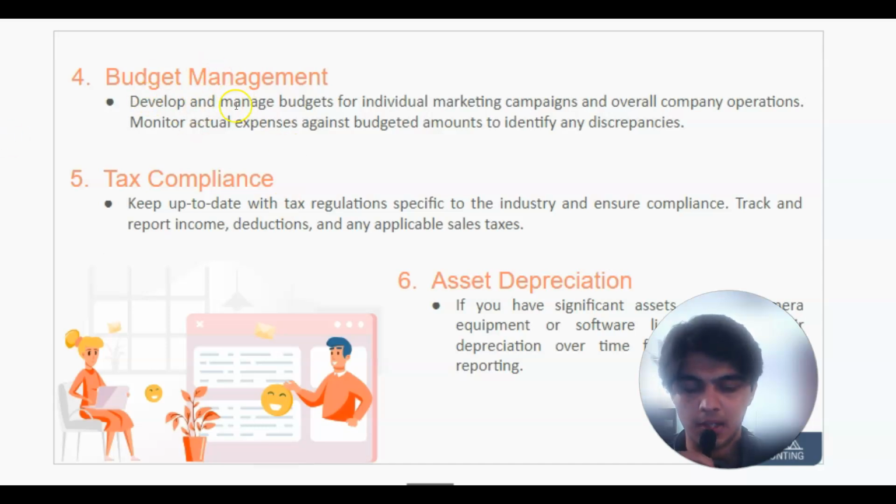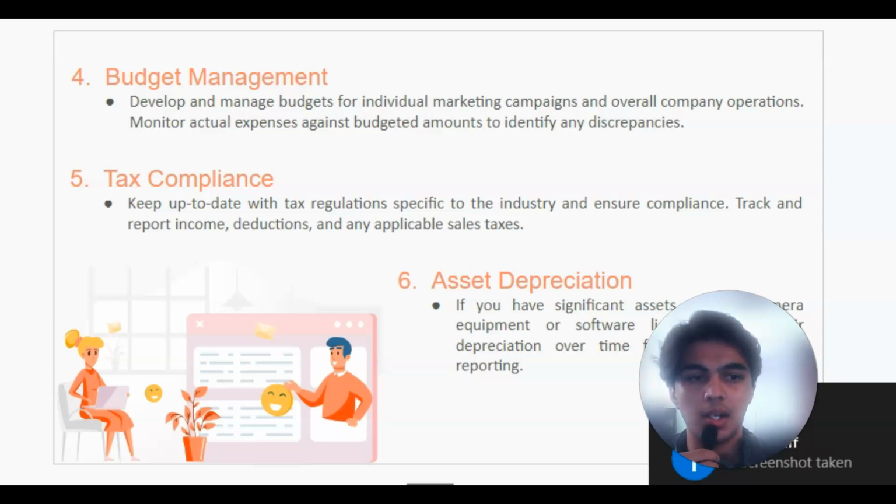Next is budget management. In budget management, you have to develop and manage a budget for your individual marketing campaigns that you're doing. Also, you will need to manage the overall company operations of yours, and also you will need to monitor the expenses against the budgeted amount, the budget that you have made and the expenses you have incurred, and you need to see how much the difference is between them. So you will know if there is any error or any missing transactions or something.